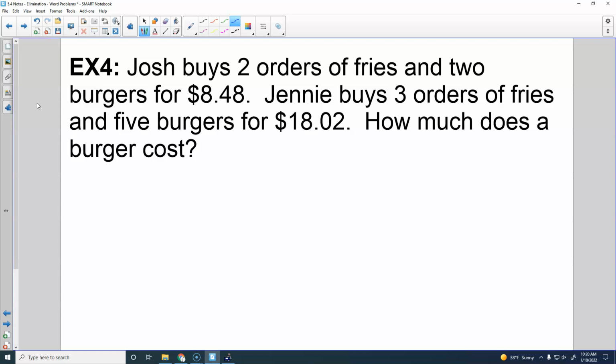Okay, so we've got 2 different situations, Josh's order and Jenny's order. So I'm going to let F be fries and B be burger. And actually in this case, is it the number of fries and burgers or is it the cost? It's cost.